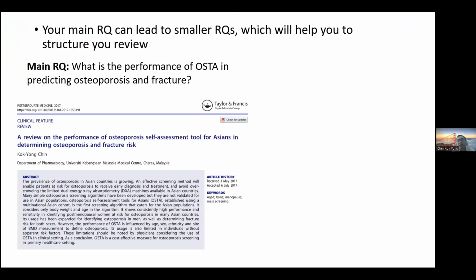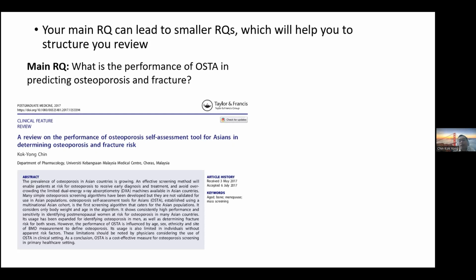Just now I did mention that a well-structured research question can lead to an understanding of how you're going to structure your review later. Your main research questions can lead to sub-research questions that help you to structure your review. So in this review, not exactly a scoping review because I'm producing it myself, just me writing it: what is the performance of osteoporosis screening tool for Asians in predicting osteoporosis and fracture?